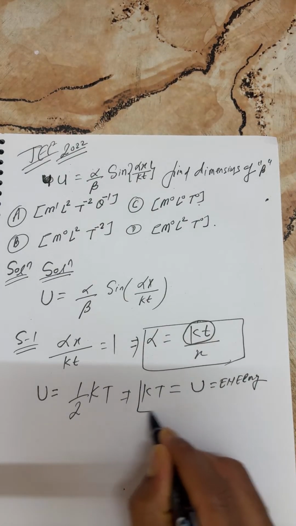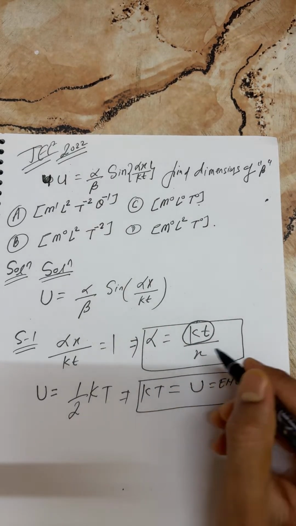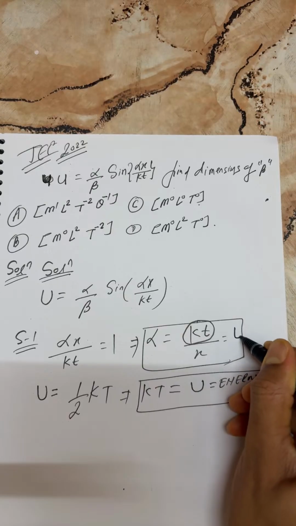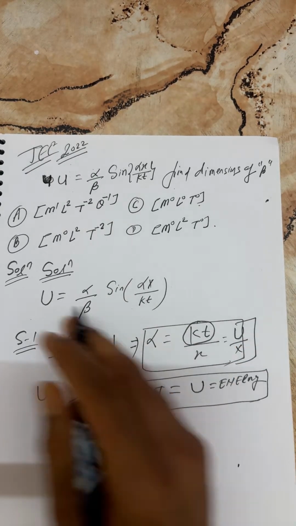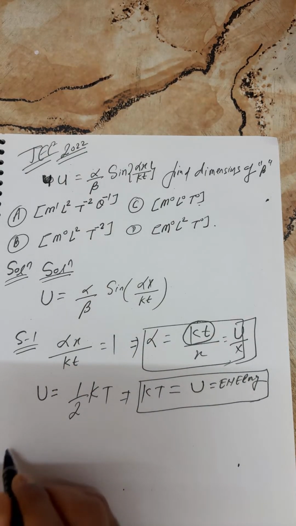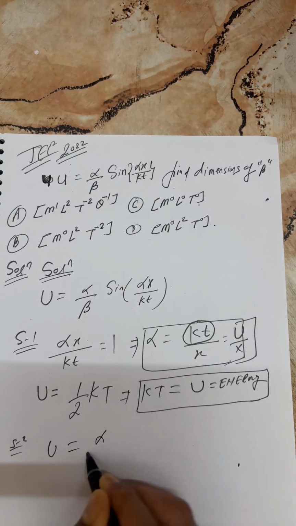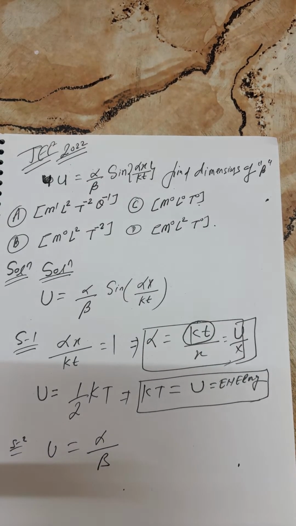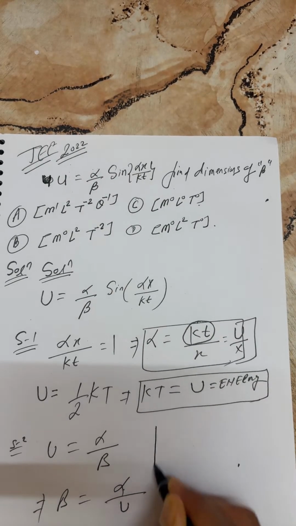Very good question. So we can say here alpha is equal to U upon x. But leave it here only, because ultimately we have to find beta. So in step 2, U is equal to alpha by beta, here U is alpha by beta. So you can say beta is equal to alpha by U.